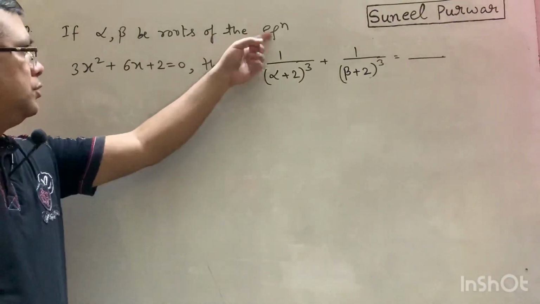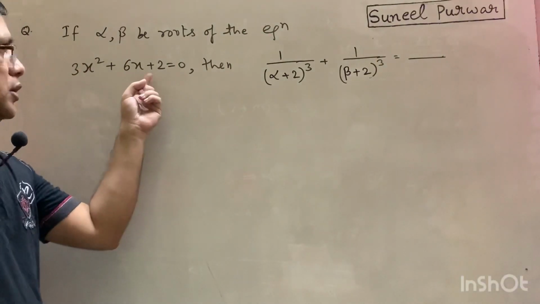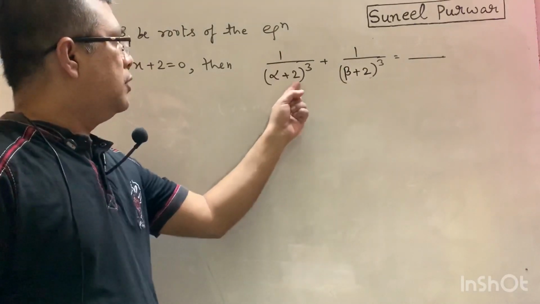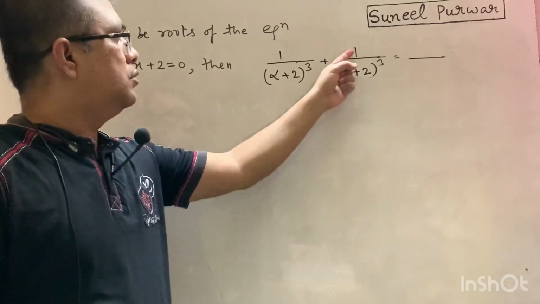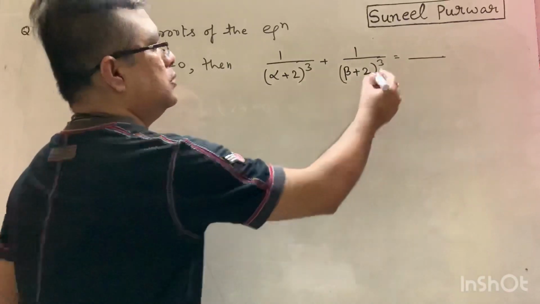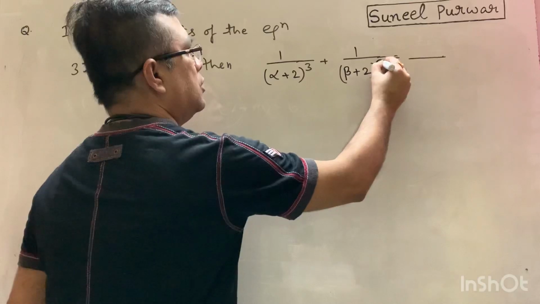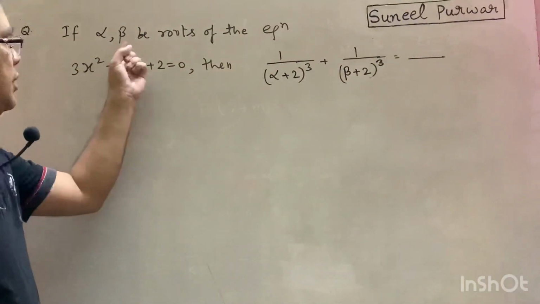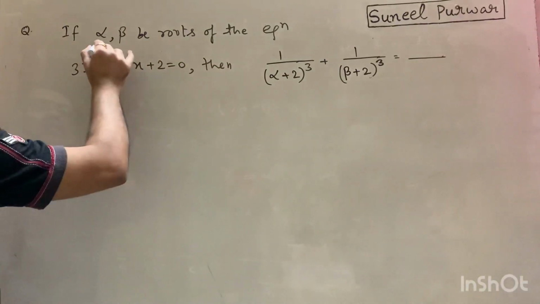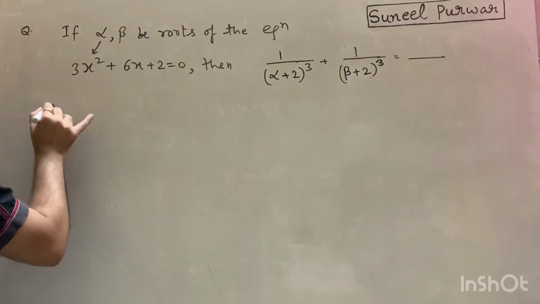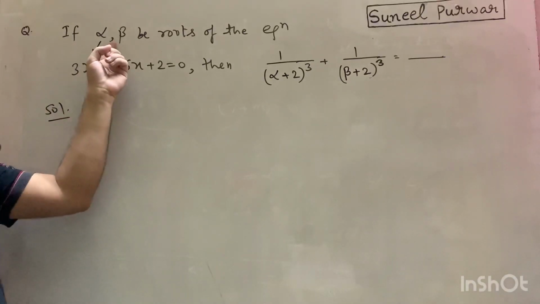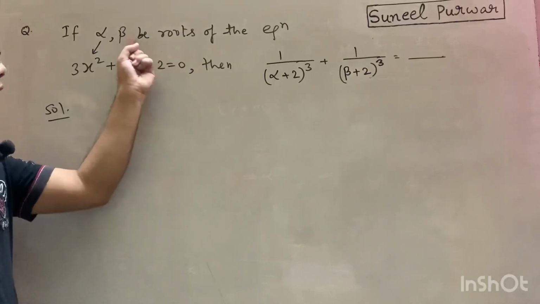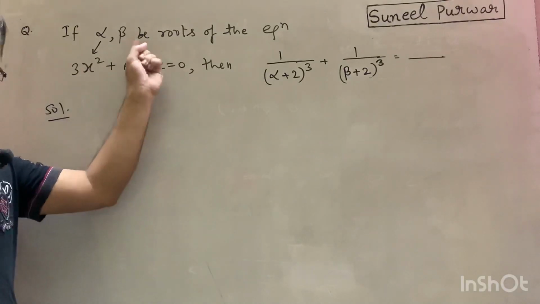If alpha and beta are roots of the equation 3x square plus 6x plus 2 equal to 0, then you have to find the value of 1 upon (alpha plus 2) whole cube plus 1 upon (beta plus 2) whole cube. Now, as alpha and beta are roots of the equation, they will satisfy the equation. This is a quadratic in x, so x equal to alpha will satisfy, and x equal to beta will also satisfy, as they are the roots.